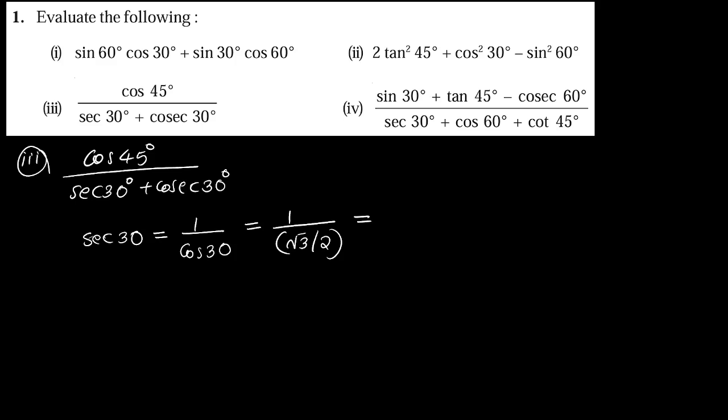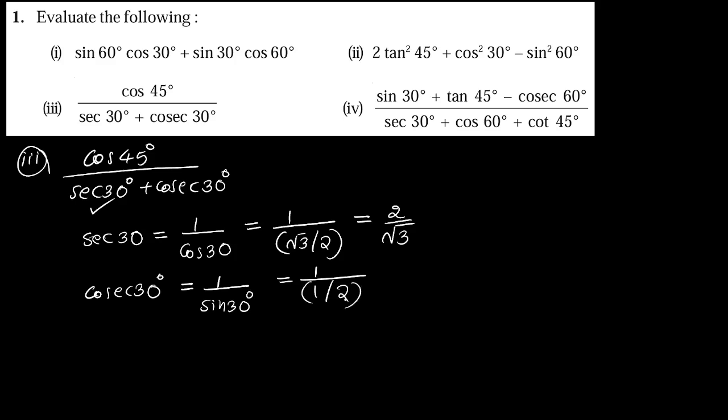We don't study sec, cosec, cot separately. Take the reciprocal. 1 by root 3 by 2 will be 2 by root 3. So sec 30 is okay now. Now I want cosec 30. We have not studied cosec 30, but cosec theta is the reciprocal of sin theta. Sin 30 is 1 by 2. So 1 by 1 by 2 will be 2.